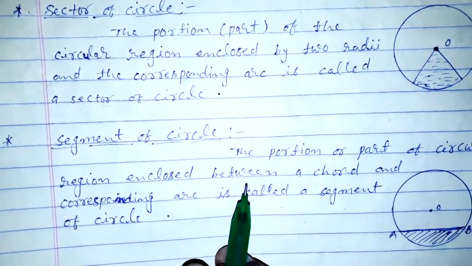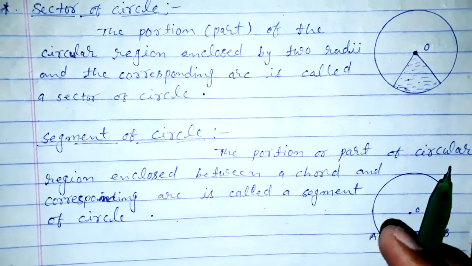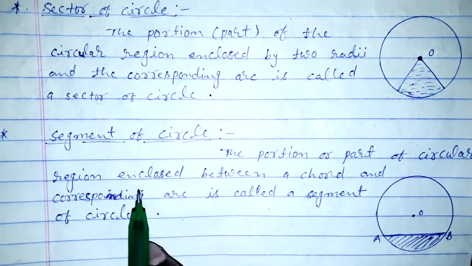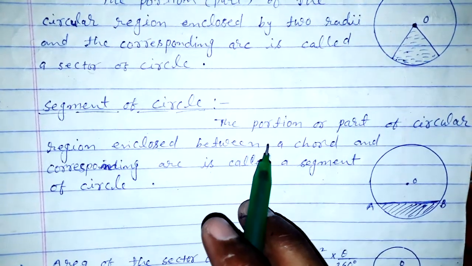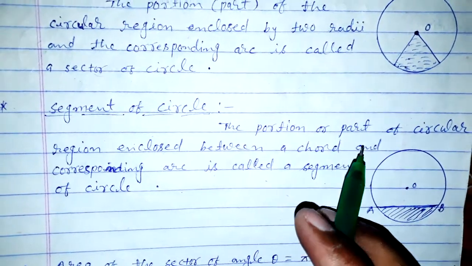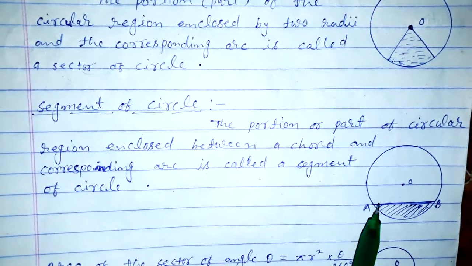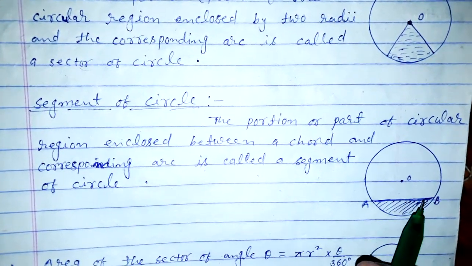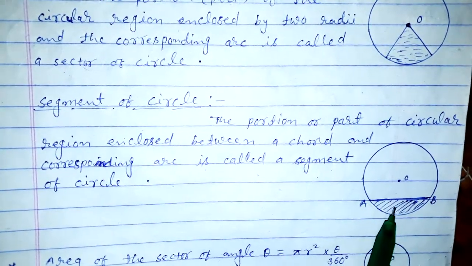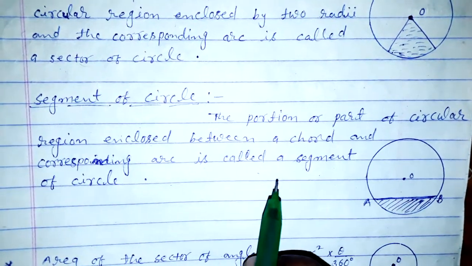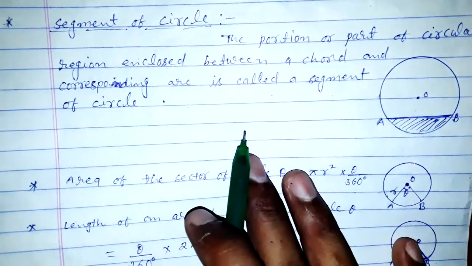Segment of a circle: the portion or part of the circular region enclosed between a chord and the corresponding arc. The region between the chord and the corresponding arc is called a segment of a circle.